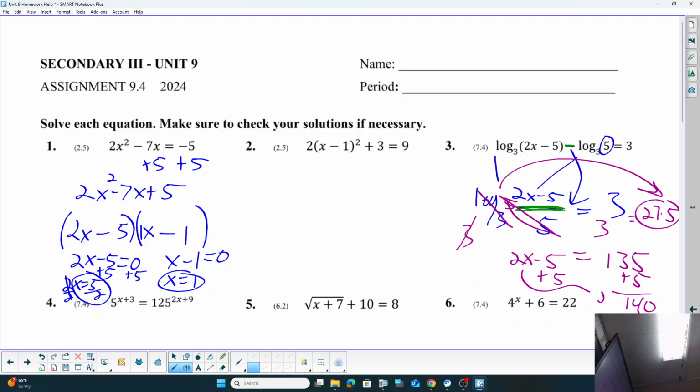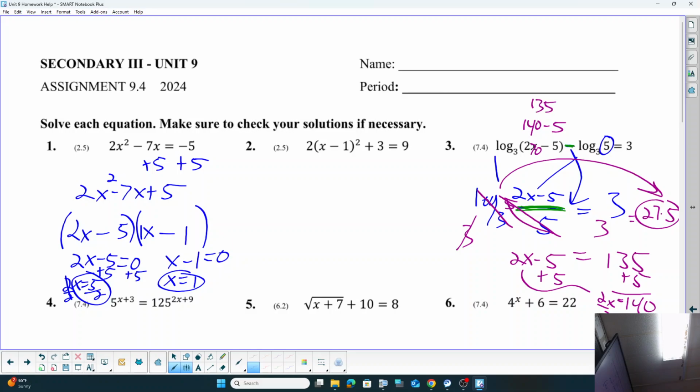Bring down the 2x. Are you getting a 70? I feel like we're getting a 70 there. We're going to divide by 2, divide by 2. I think we're getting a 70 there. That was a tough one. Plug it back in, make sure it works. So 70 times 2 is 140. 140 minus 5 is 135.